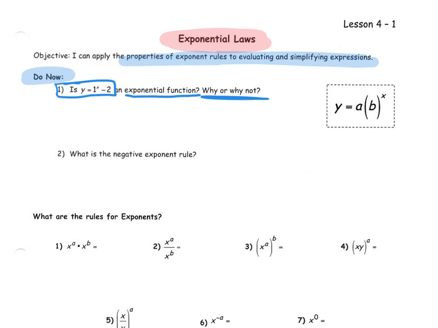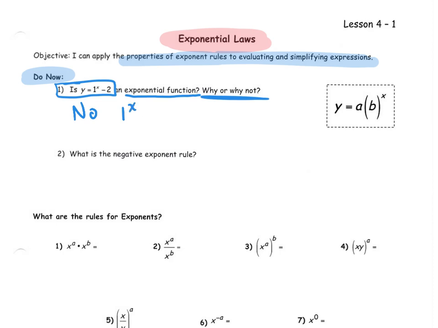You think you got it? Oh, I see someone raising their hand in the back. What do you think? Okay. Yes, you are correct. No, this is not an exponential function.